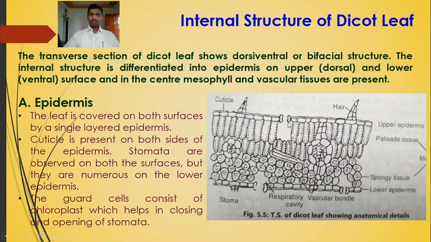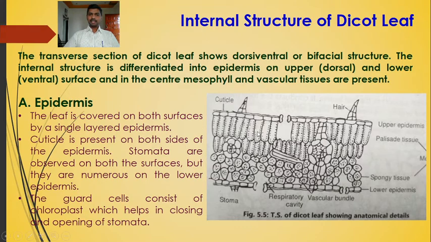The cuticle is present on both surfaces, upper and lower. Stomata are observed on both the surfaces. Here also we can see the stomata on upper and lower surface, but they are numerous on the lower surface. If we count the number of stomata, they are more in number on the lower surface of the leaf or lower epidermis. The guard cells consist of chloroplasts which help in closing and opening of stomata. If you see the mechanism of opening and closing of stomata, the guard cell plays an important role. The turgidity and the flaccidity of the guard cells decides the opening and the closing of the stomata.